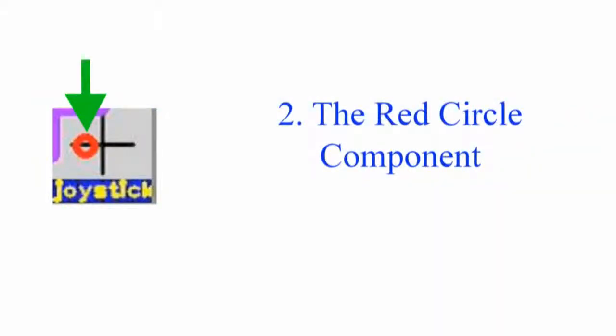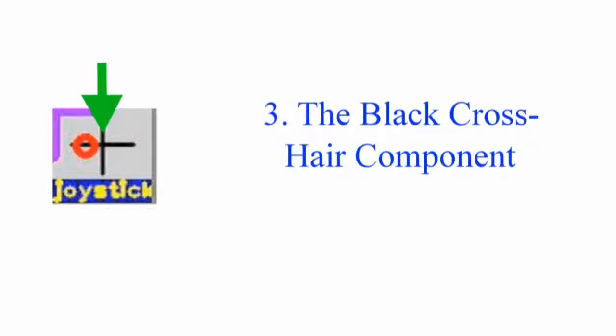Second is the red circle component. This component is used to display where the tip of the user's nose is located. Third is the black crosshair component. This component works with the red circle to assist the user in understanding how to navigate the Nouse cursor on the screen. We will see how this works in the next section of training.